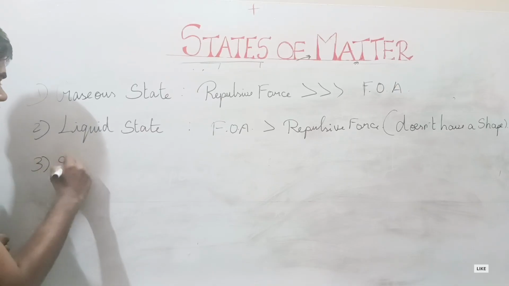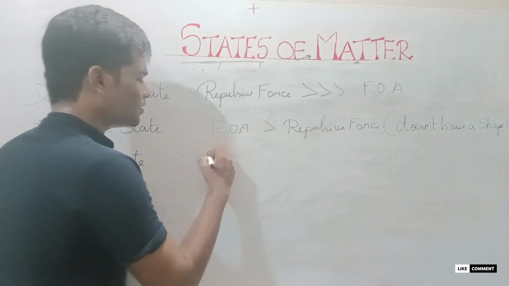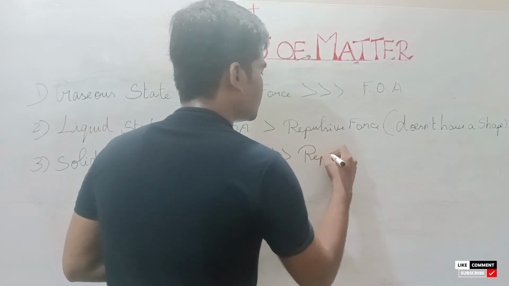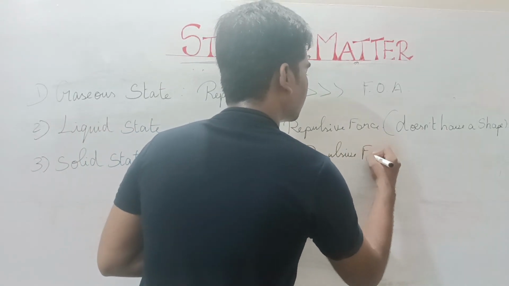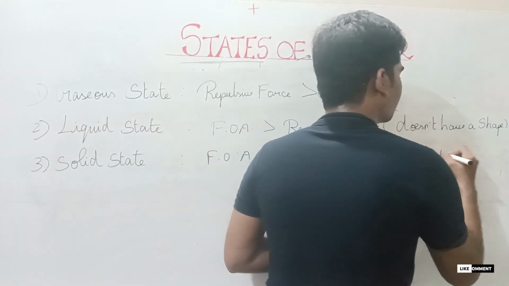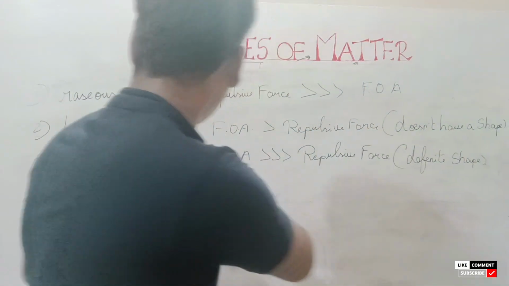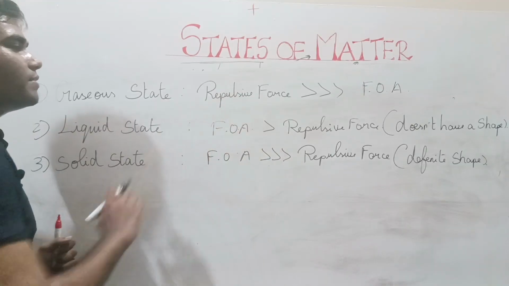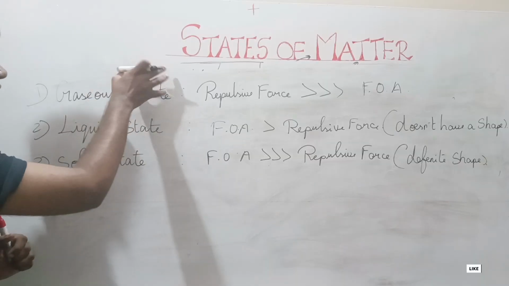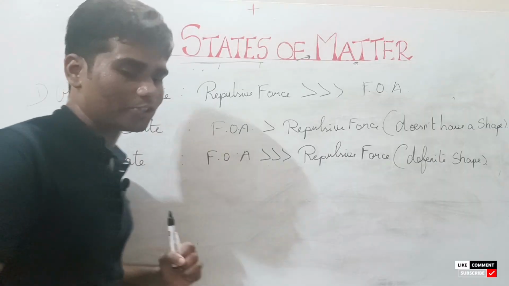And the third one is the solid state. Here, the force of attraction is greater and greater than the repulsive force. Thus, it has a definite shape. As you see, all solids have a definite shape. That's why we call it a solid state. So my dear friends, now you can understand how the force of attraction and the repulsive force contribute to the different types of states. Of these three states, we study only the gaseous state.